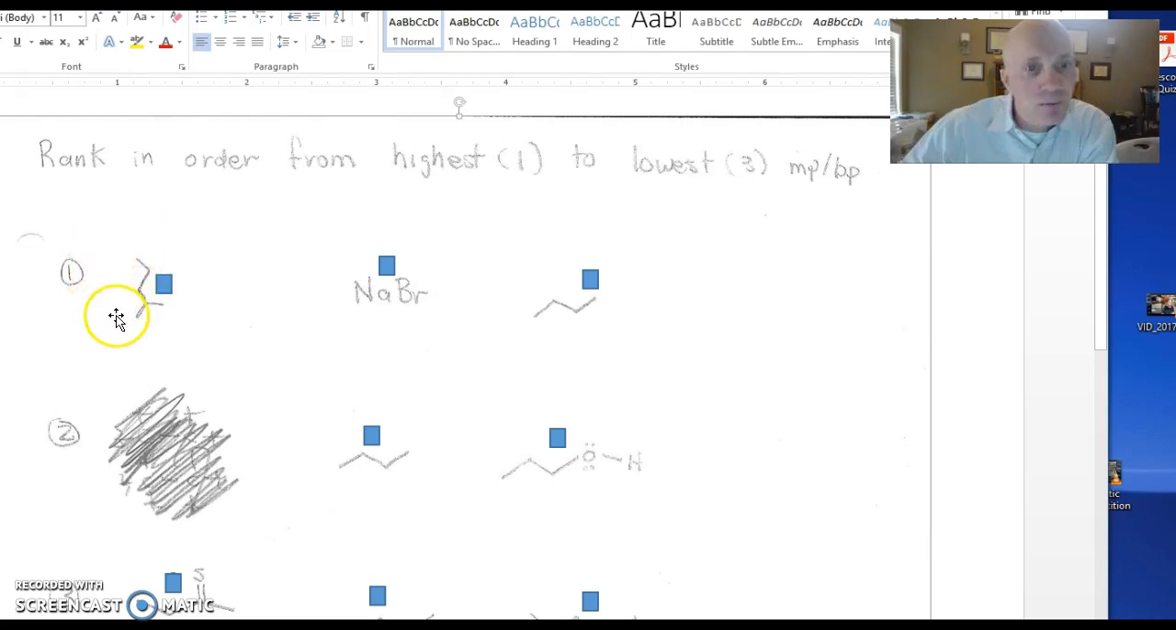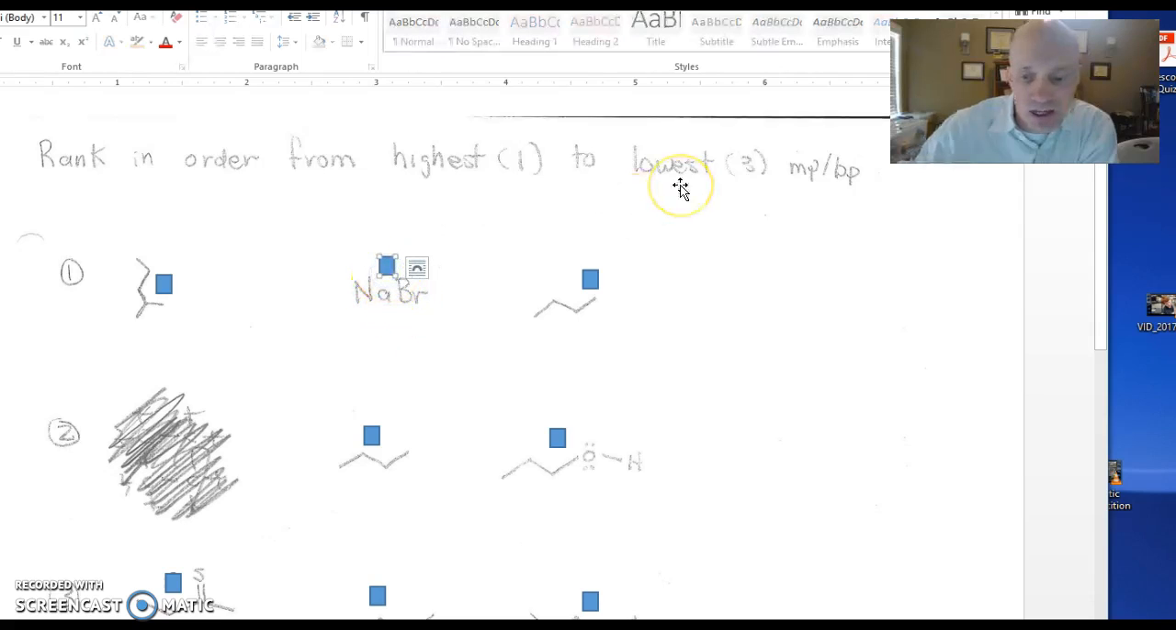All right. So when you're watching this video, feel free to pause it at times and try to predict the order from the highest melting point to the lowest melting point. First one here, take a look at these three chemicals. Which would we expect to have the highest melting or boiling point? What's one thing that should stand out? This one right here is an ionic compound. If you remember from the previous video, that's the class that has the highest melting point and boiling point.